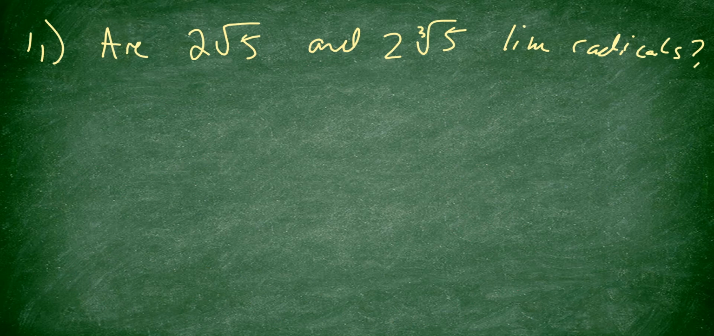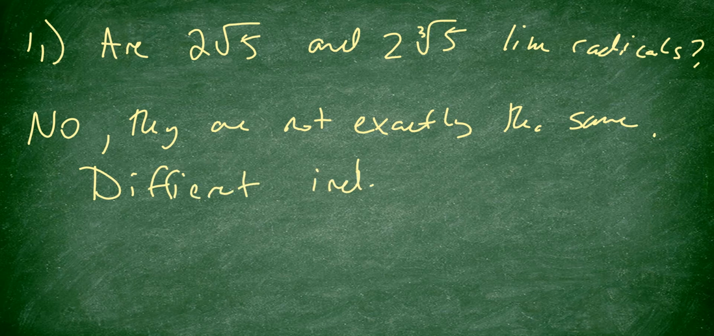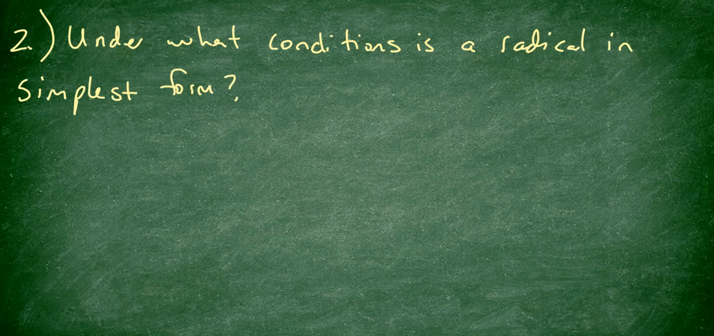Alright, are 2 radical 5 and 2 cube roots of 5 like radicals? No. They are not exactly the same. They have different indexes. Remember, this one right here actually has an index of 2. This one has an index of 3, so they are not like radicals.